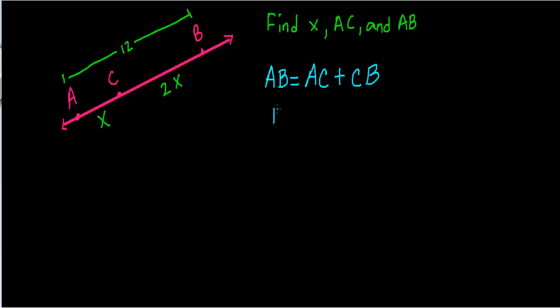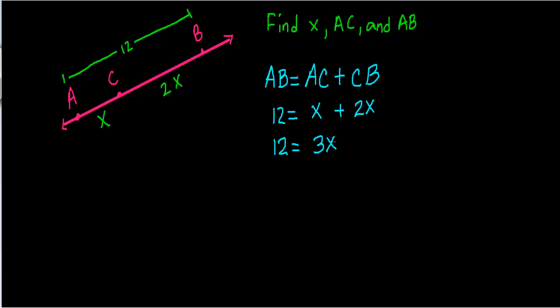So let's write 12 equals AC. AC has a measure of x, plus CB. CB has a measure of 2x. Now notice that on this side, I have like terms. X plus 2x, I can add together and make 3x.